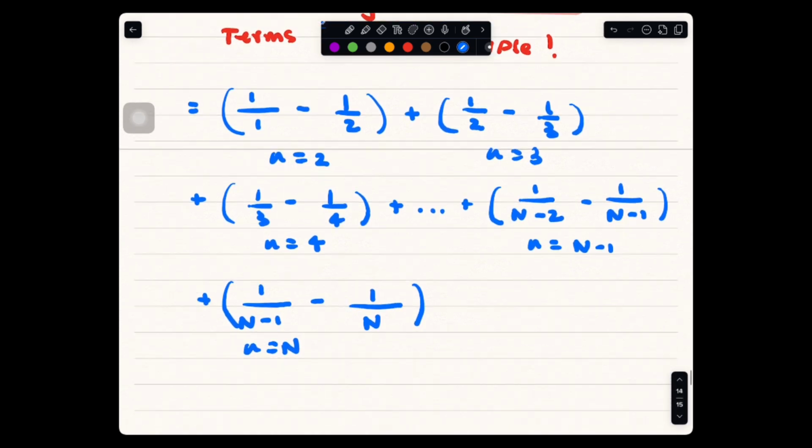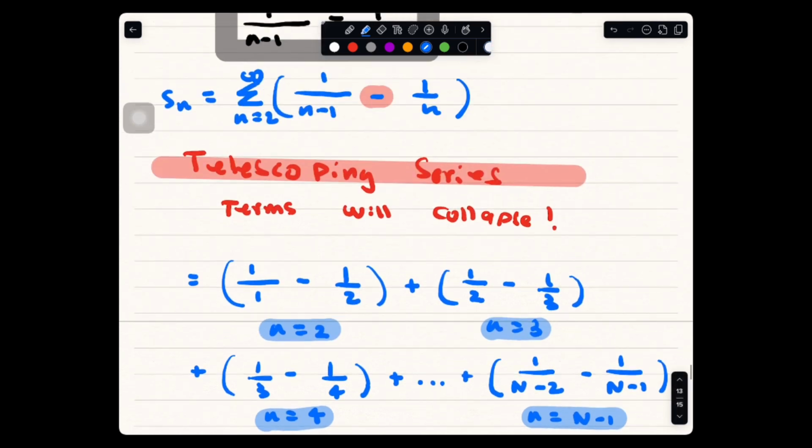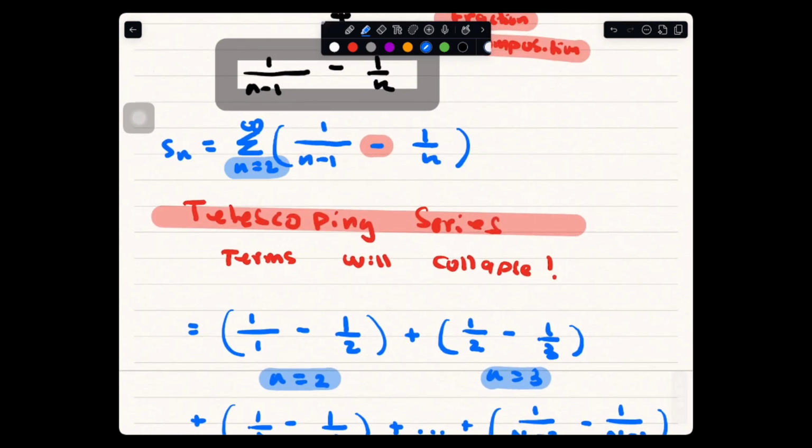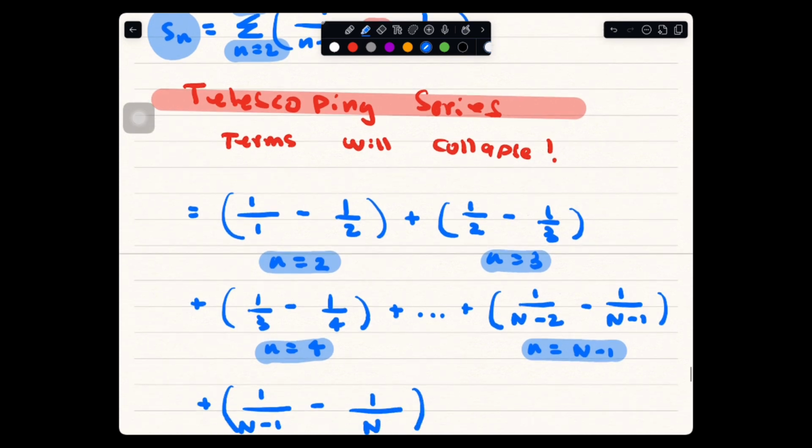So we're looking at the terms of the series. n is 2, n is 3, n is 4, n is n minus 1, and then n is n, because we start with n is 2, and we end with big N. That's the sequence of partial sums we're talking about right here. Okay? You guys okay with that?